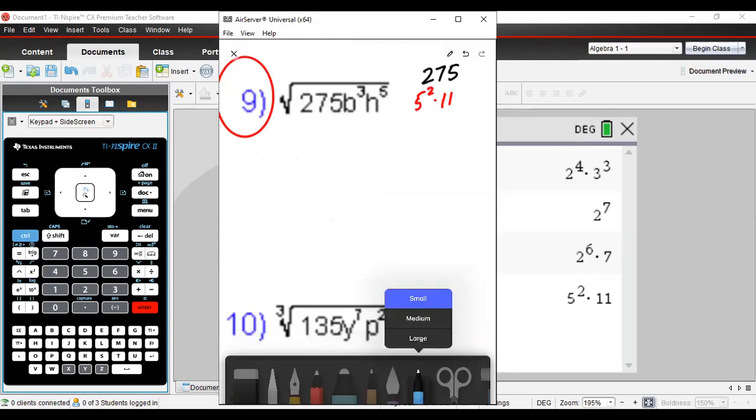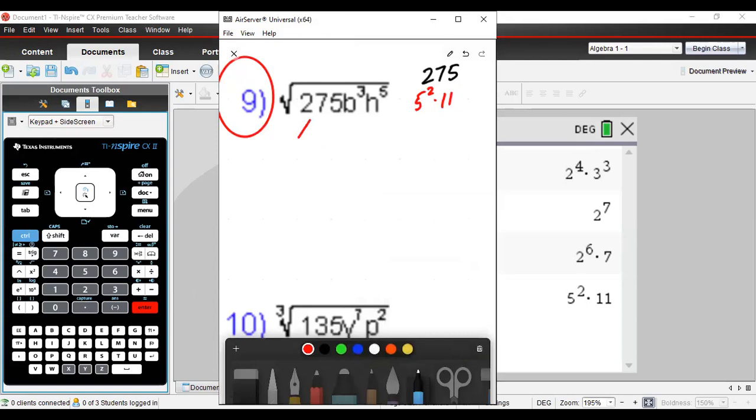All right, so this is going to be 5 times 5 times 11, and then we have b to the third power, and h to the fifth. This is going to be b times b times b, and this is going to be h times h times h times h times h. There's 3 b's and 5 h's. Since we're doing the square root, we're looking for pairs of the same number or same letter, and we can take each pair outside the radical.